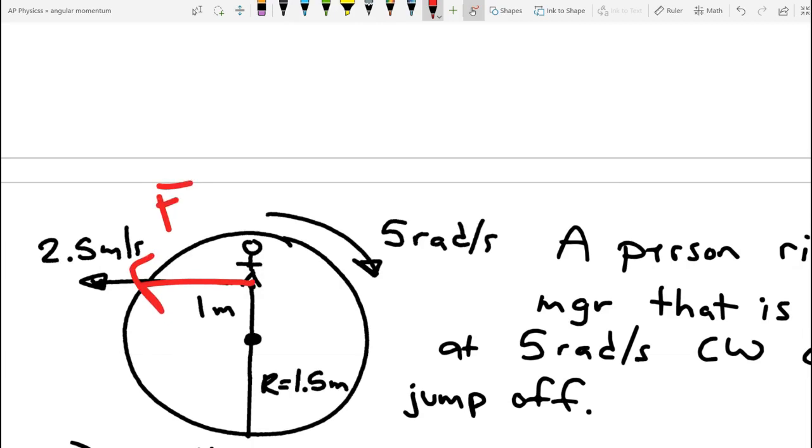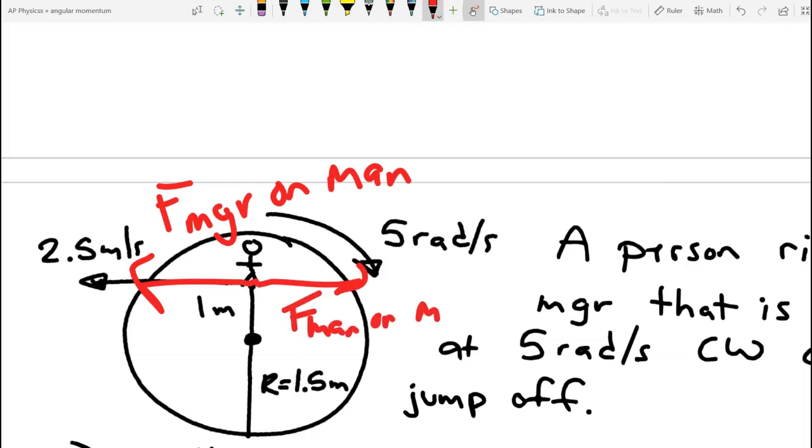So let's call this the force of the merry-go-round on man. I also know Newton's third law. I also have an equal and opposite force, the force of man on the merry-go-round. Now we know that the merry-go-round doesn't move linearly, so it must have another force that is equal to that one. And we'll call this the force of the pole on the merry-go-round.